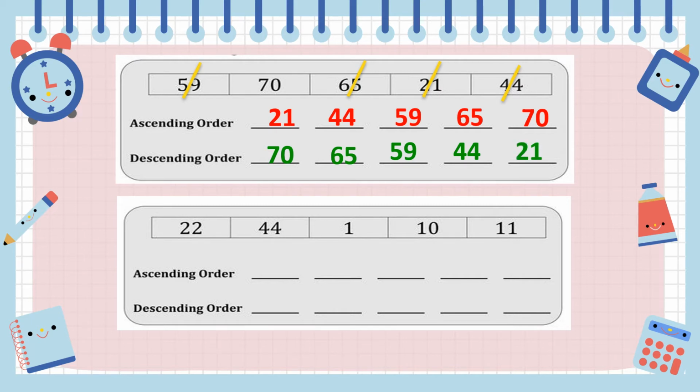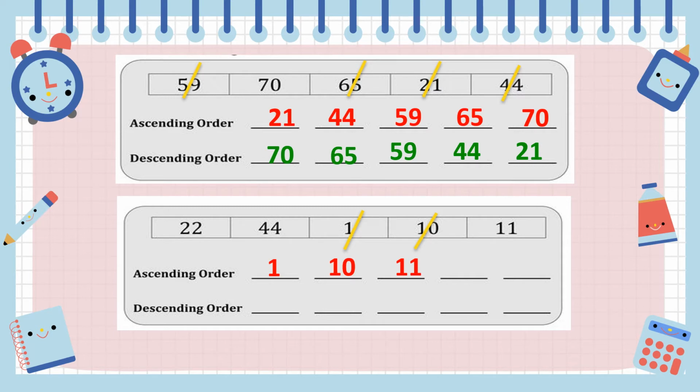Okay, here we have 22, 44, 1, 10, 11. So we are going to arrange in ascending order and also in descending order. Ascending order is from small number to big number. So which number here is the smallest one? Yes, sure, 1. I will write 1 and then cross it. Which next is the smallest number? 10. Write 10 and cross it.